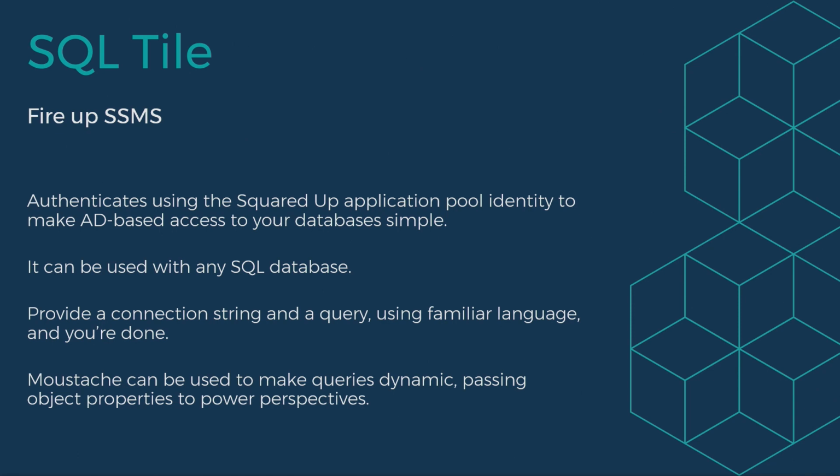So for static dashboards, very simple, just give it a query. If you want to use the SQL tile on perspectives, though, you probably want those perspectives to be unique to the object that you're looking at. So you can modify the query to use our dynamic placeholders to populate them.